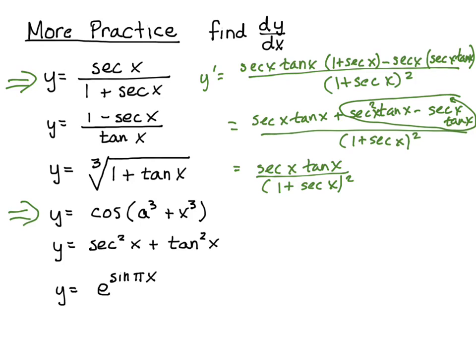Okay, then the very last one, we're looking at using the chain rule for the first time. So the derivative of the cosine is negative sine. Remember, we keep the inner function the same, and then we multiply it by the derivative of the inner function. Now, a is a constant, so that's going to be 0. And then we have 3x squared. And so that's the derivative there.